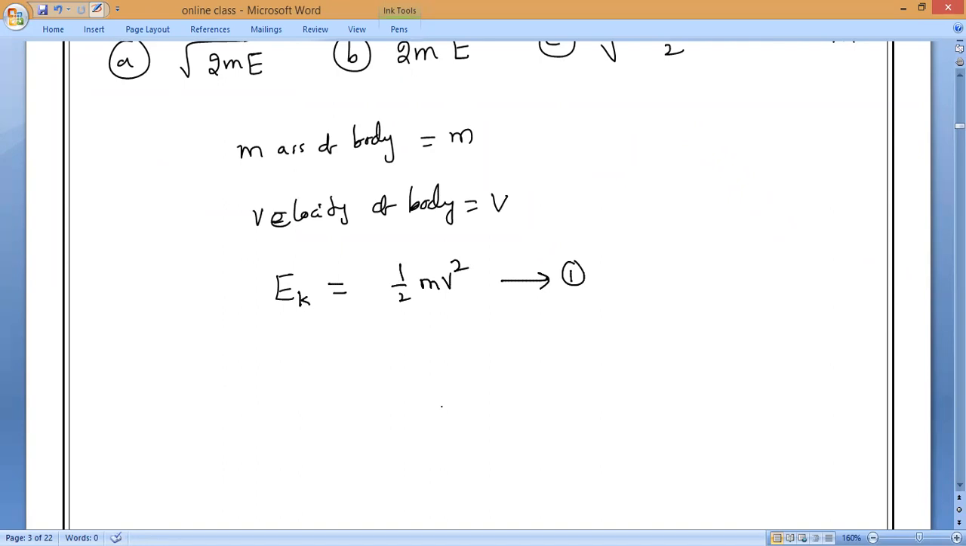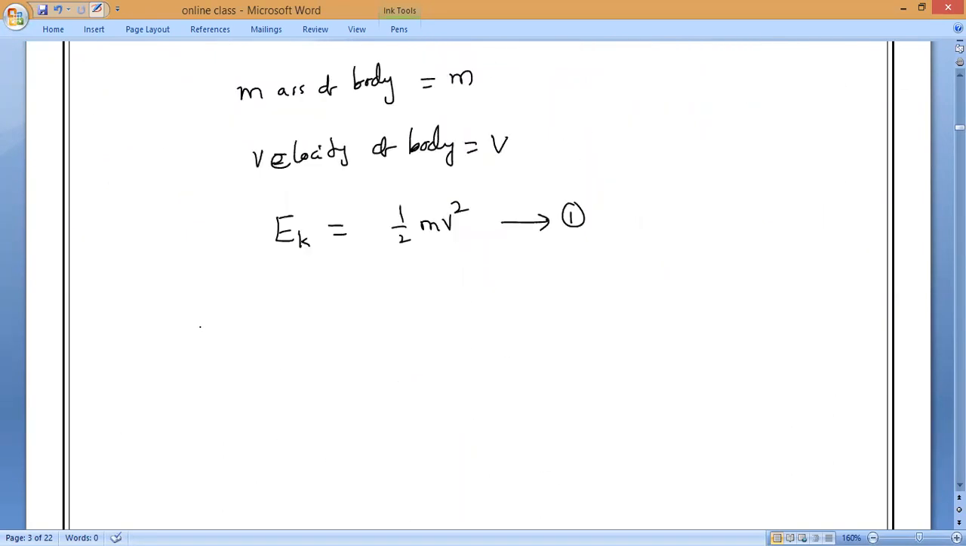Now, what is the momentum? They are asking us to find the momentum. So what is the momentum formula from the second chapter? Mass into velocity, sir. Yes, momentum P is equal to mass into velocity. So this is equation number 2. Now observe very carefully. We want to find the momentum P. Mass into velocity is equal to momentum. Now you can correlate these two equations and we will get the answer.